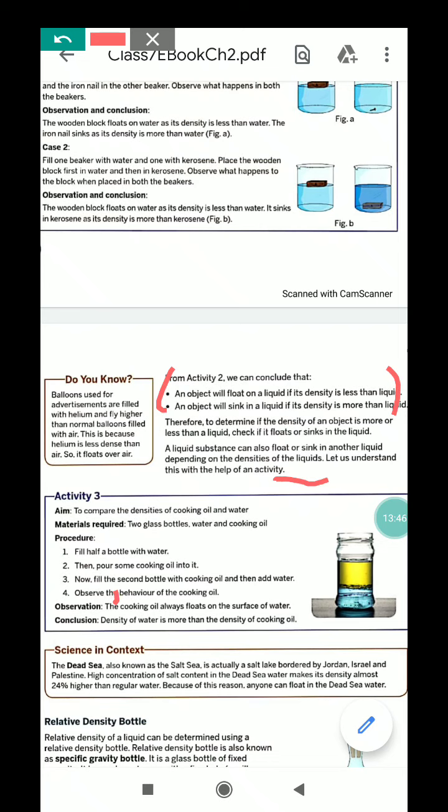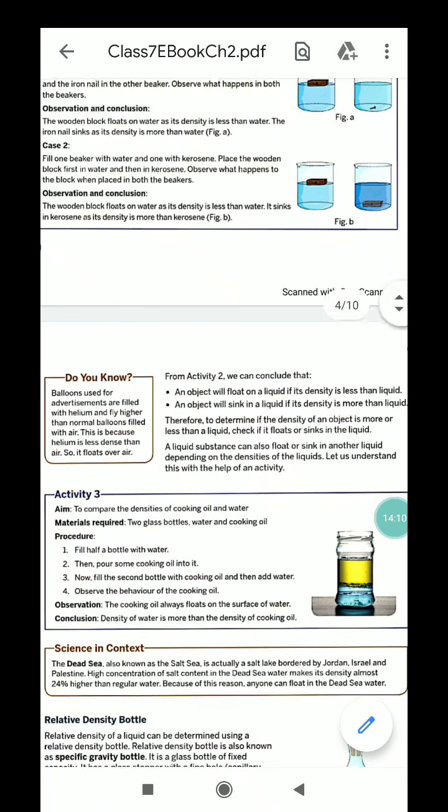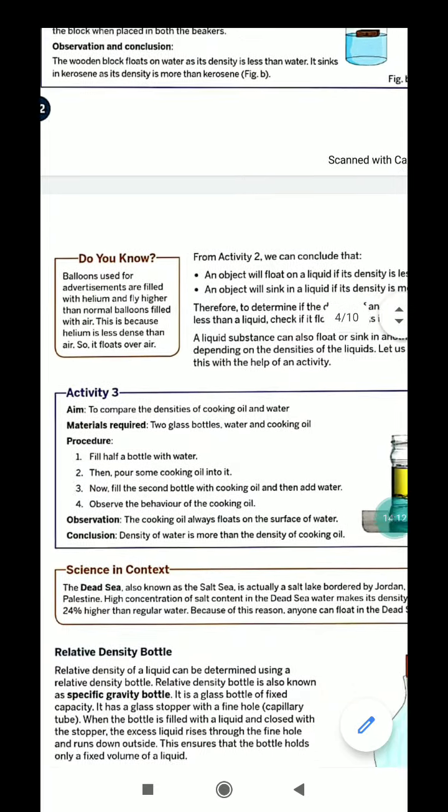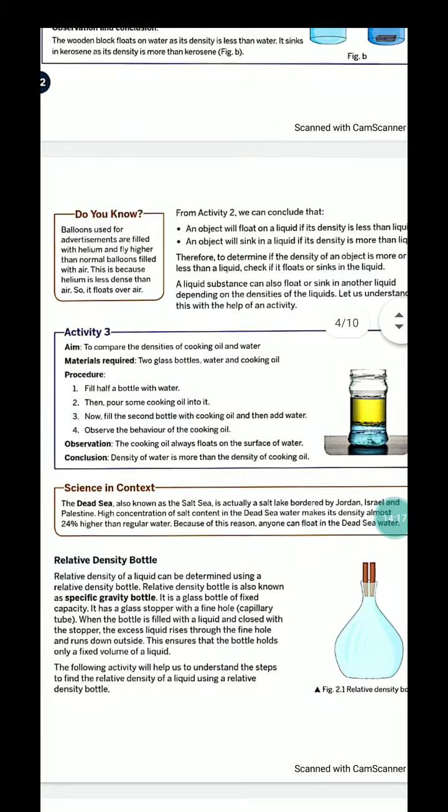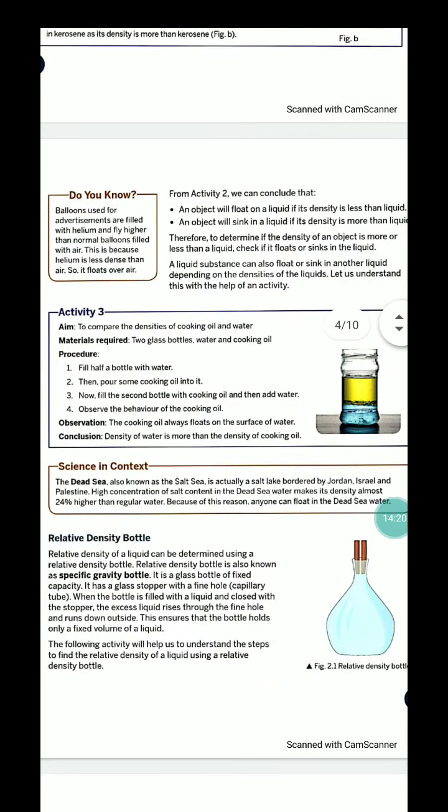A liquid substance can also float or sink in another liquid depending on the density of the liquid. Let us understand this with an activity. Activity number 3: the aim is to compare the density of cooking oil and water. Materials required: two glass bottles, water and cooking oil.